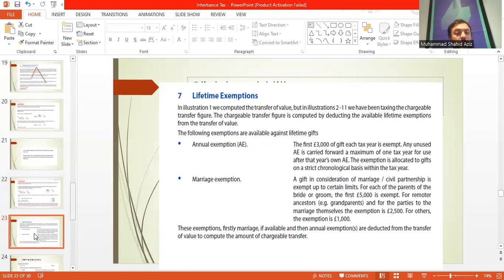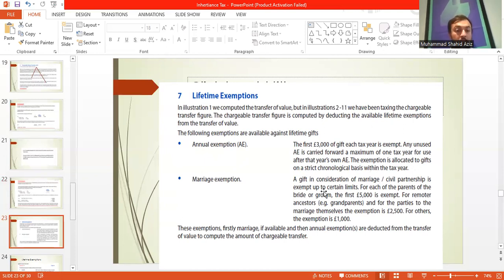Okay, there are lifetime exemptions as well. The first one is the annual exemption. The first £3,000 of gifts each tax year is exempt. Any unused annual exempt amount is carried forward for 1 year for use after that year's own annual exemption. The exemption is allocated to gifts on a strictly chronological basis.